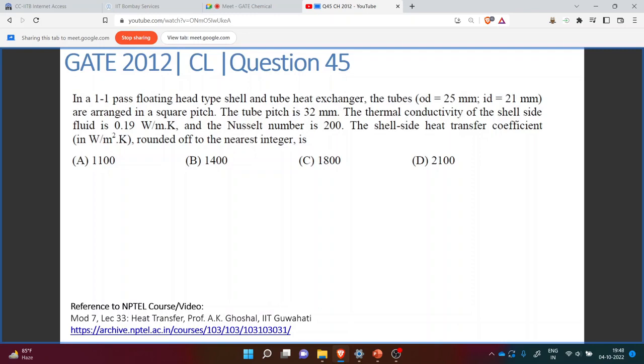The shell side heat transfer coefficient in watt per meter square Kelvin, rounded up to the nearest integer, is given by which of the following options? So for the shell and tube heat exchanger, we have to find the shell side heat transfer coefficient.